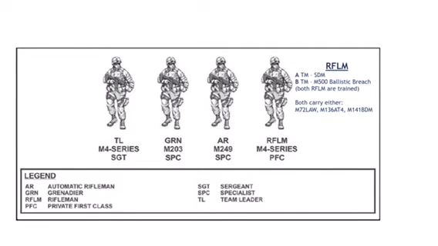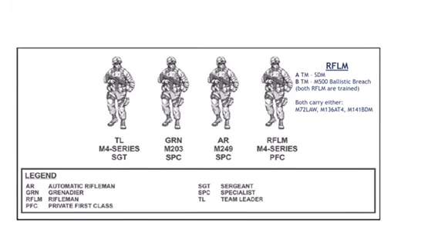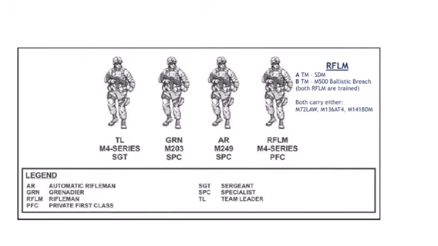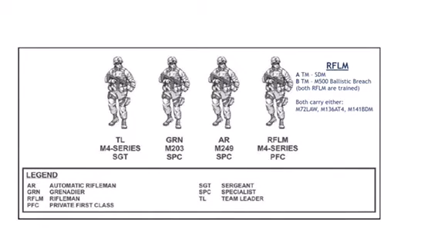The next position we're going to talk about is the automatic rifleman. The automatic rifleman's primary weapon is currently the 5.56 millimeter M249 light machine gun. The automatic rifleman provides his team and squad with a high volume of sustained, suppressive, direct fire of area targets.